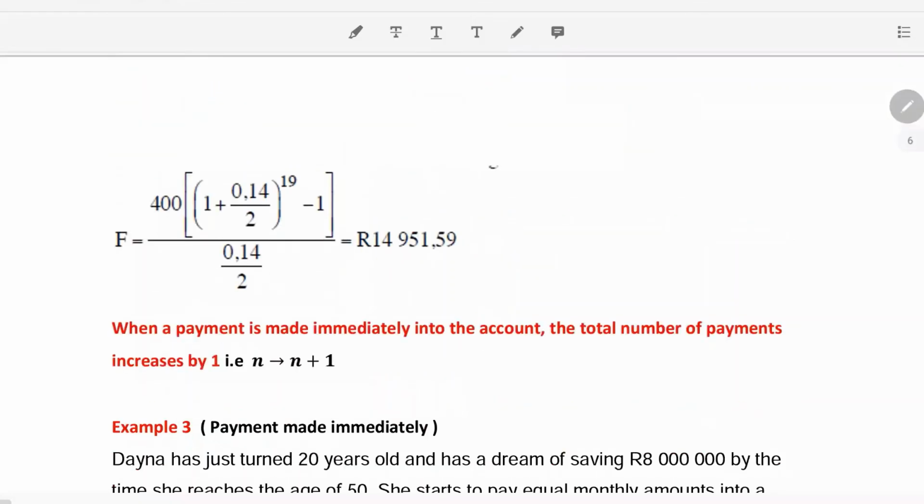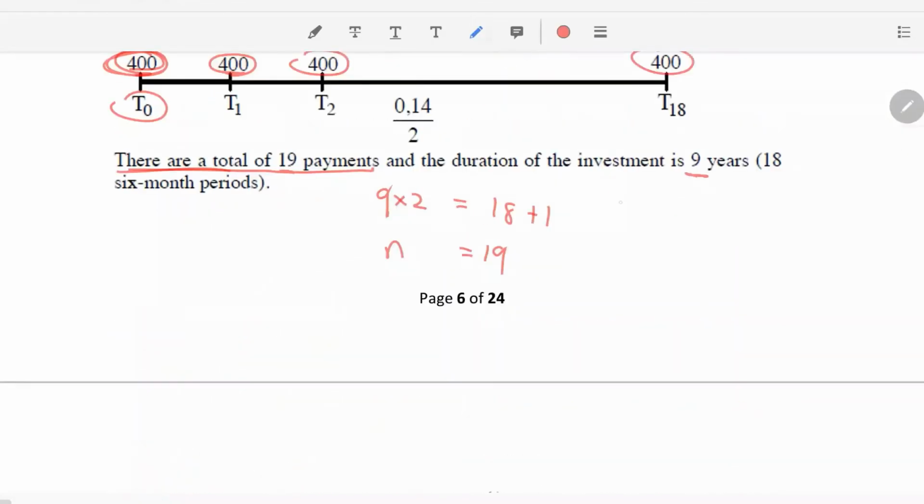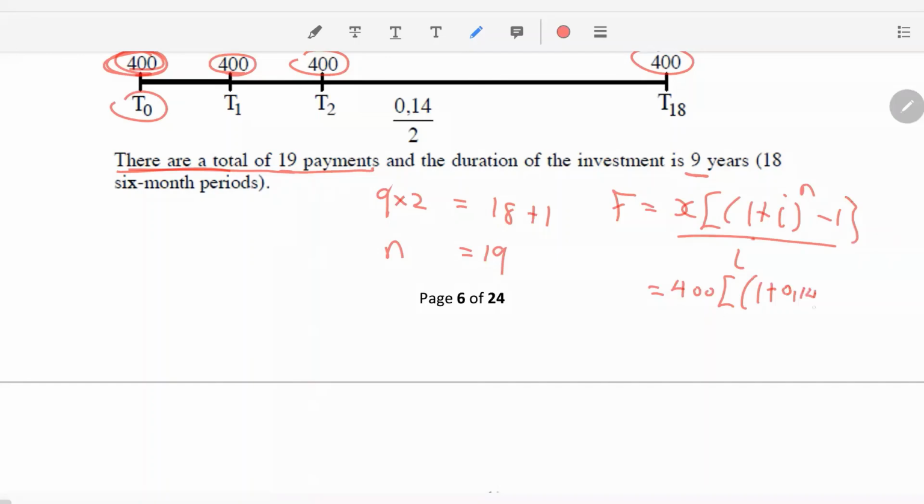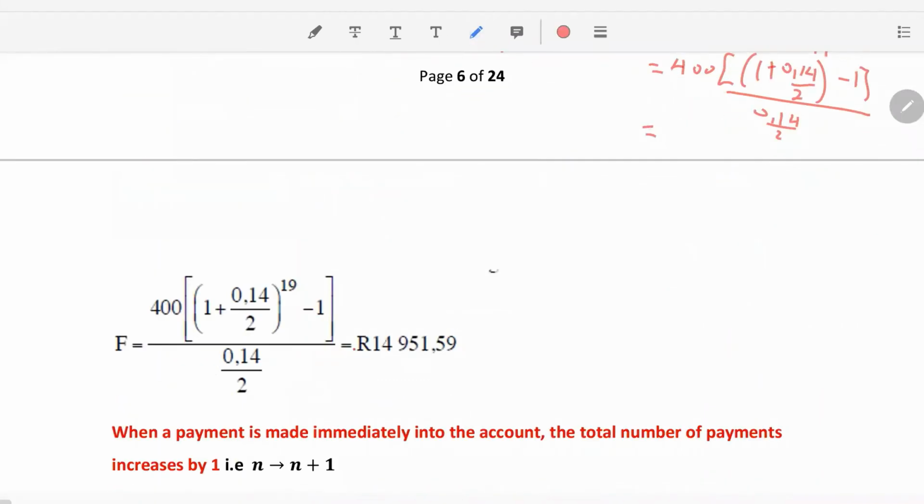And of course, you substitute into the formula: 1 plus i to the power n minus 1 over i. Your x is the 400. The interest rate is unchanged, which is 14% compounded half yearly, now to the power of 19. And that would give that value of 14,951.